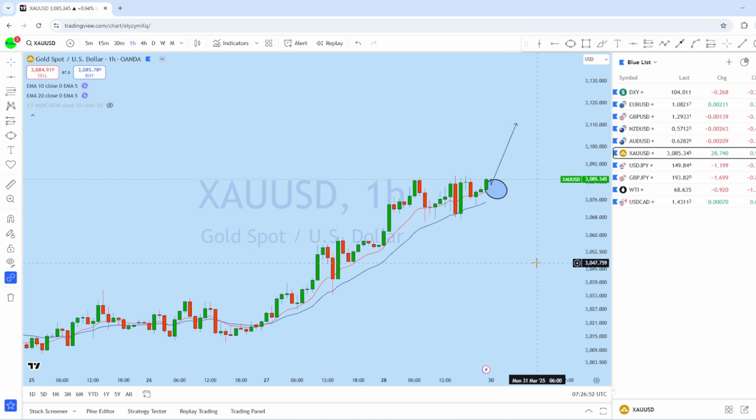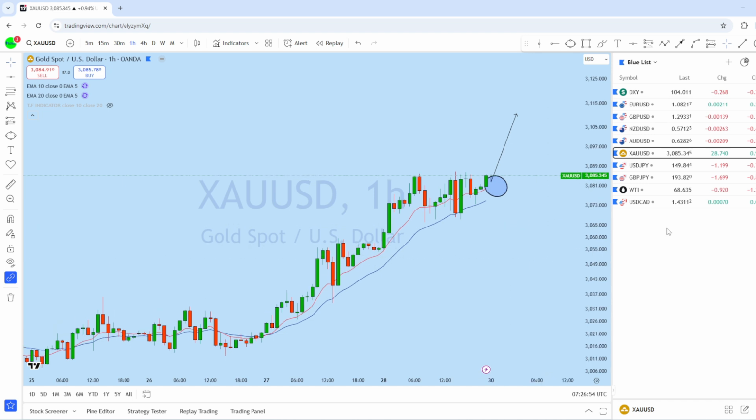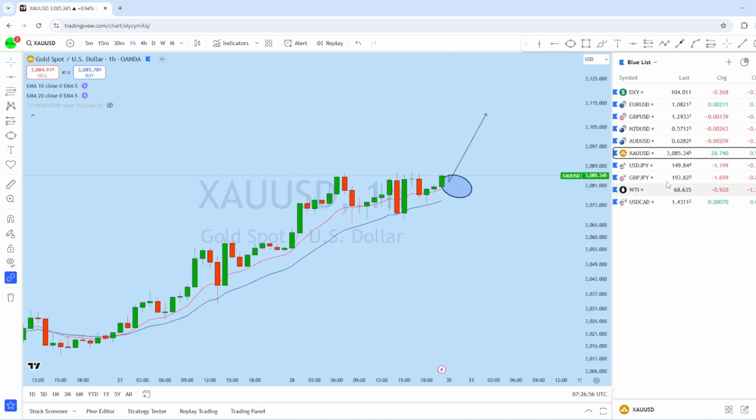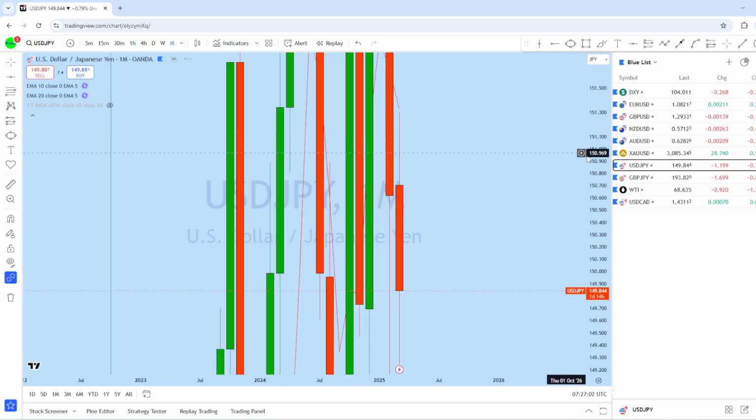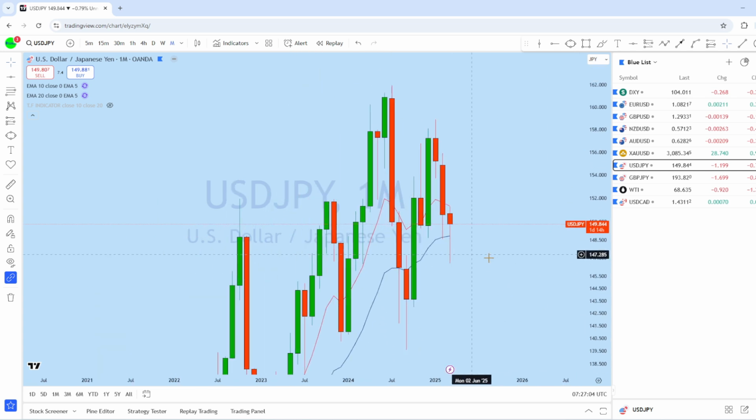Now let's look at yen pairs to see what kind of trading opportunity it is making. Now looking at dollar yen here, we can see that from the monthly chart, this is the monthly price action on dollar yen.